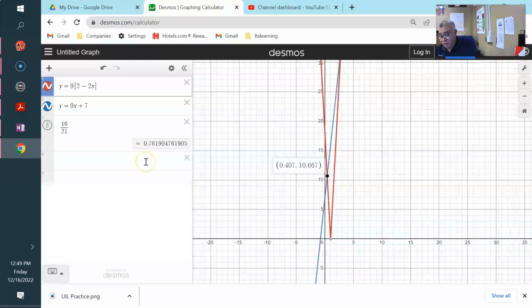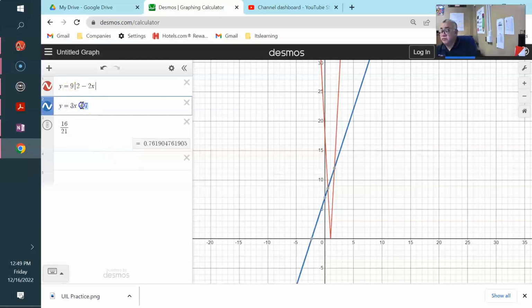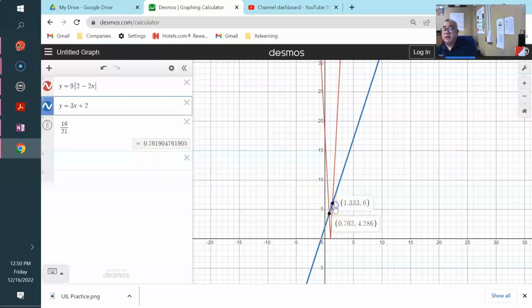Oh, so I'm doing number 17, so it's going to be 9 times the absolute value of 2 minus 2x, and then this is going to be 3x plus 2. So it's 0.762, which is that one right there. And the other one is 1.333, which is 1 and 1/3, which is 4/3. So your answer is C. So what you do is you type in the left and you type in the right, and then find the intersection.